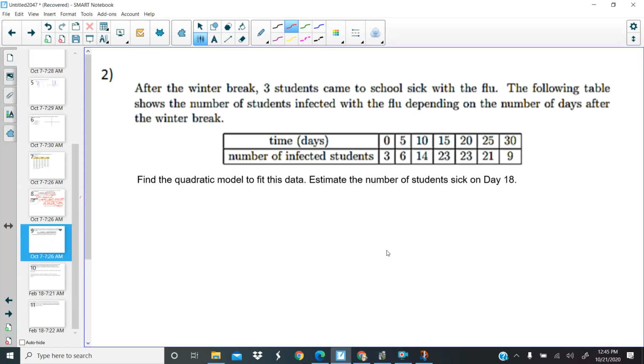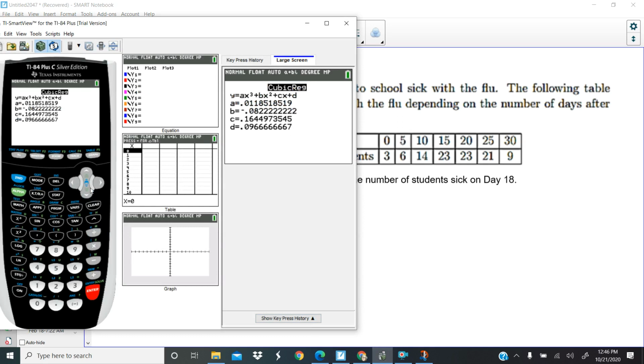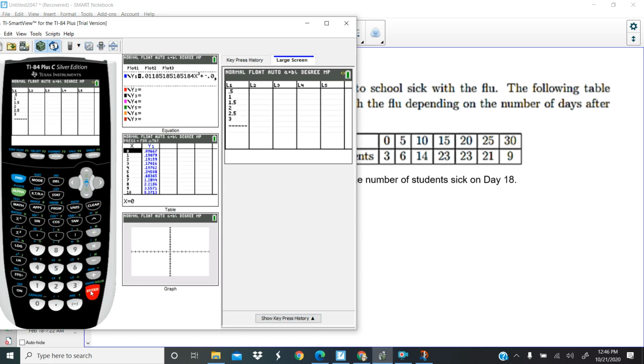So now on this next one, it's talking about the number of students who are sick with the flu after winter break, and it wants us to find a quadratic model to fit the data. So this time I'm still going to come on my calculator, and I'm going to just clear out the cubic one we had, and I'm going to go back to stat edit. To get my previous list cleared out, I'm going to scroll up to hover my cursor over L1 and L2 and hit clear and then enter.